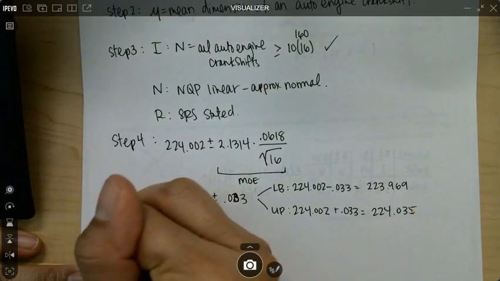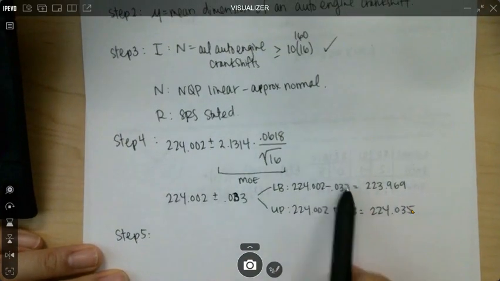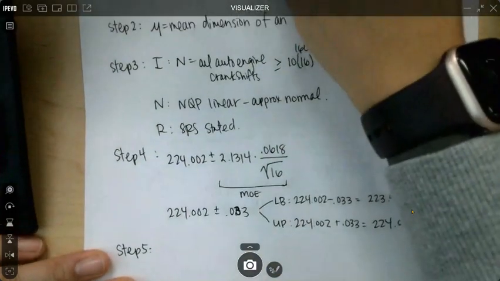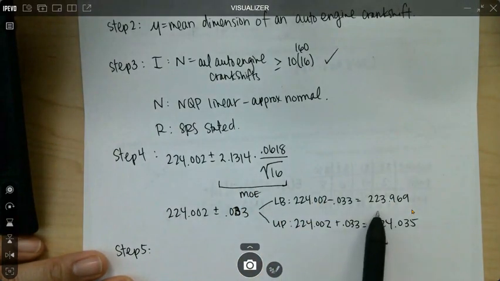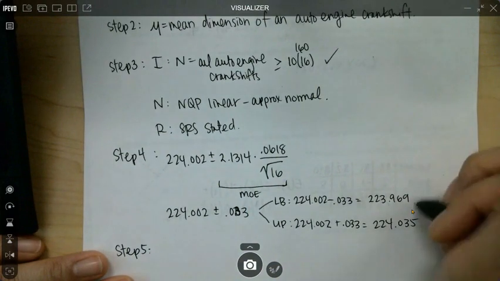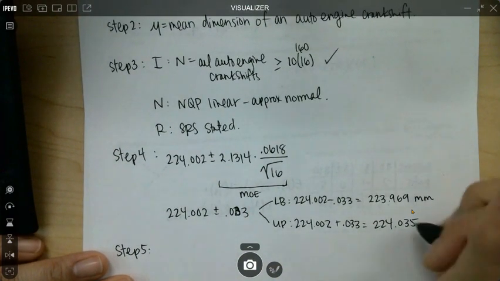So step 5, I'm just going to do this verbally. You're going to say, we are 95% confident that the true mean dimension of an auto engine crankshaft is between 223.969 millimeters and 224.035 millimeters.